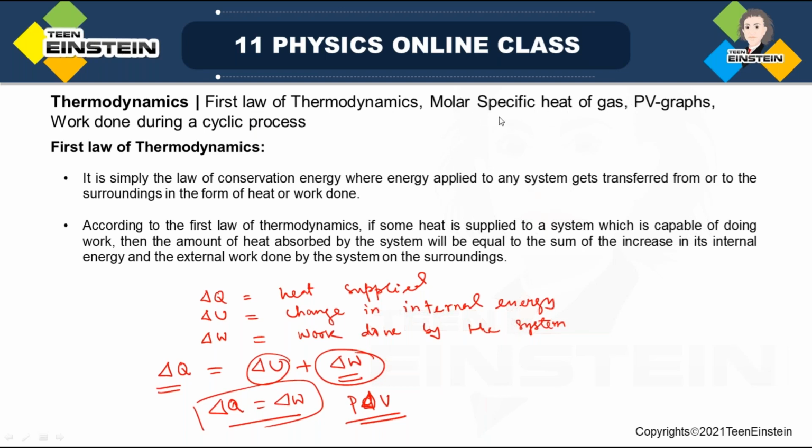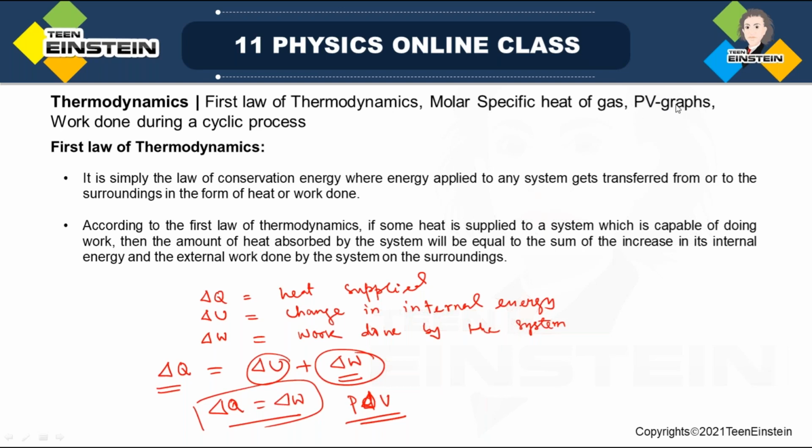This thing we had already discussed in the thermal property of matter, but again here we'll learn this in a different way. Further, this will be again discussed during kinetic theory of gas. There also we will be learning a few new aspects of specific heat of gas. And the important thing is the PV graphs in thermodynamics. These graphs indicate many good things about the state of a particular thermodynamic system.